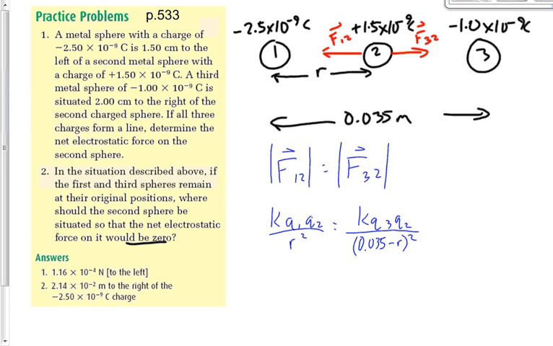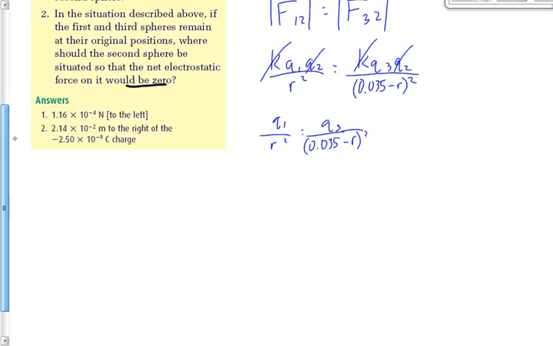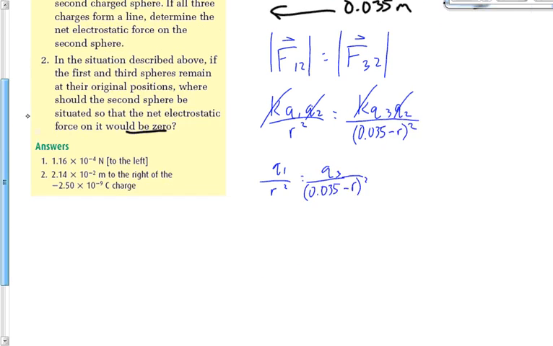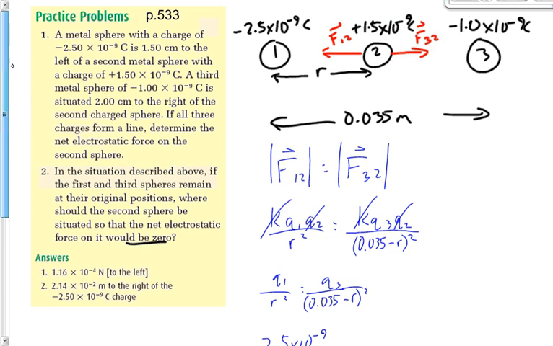Okay, we can simplify this a little bit. K appears in both terms, cancel it out. So does Q2 appear in both terms, cancel it out. So we're left now with Q1 over R squared equals Q3 over 0.035 minus R squared. This doesn't look like it's going to be pretty. Q1 is 2.5 times 10 to the negative 9. Remember, we're dropping the sign of the charge as we always do when we plug it into an equation. Q3 was 1.0 times 10 to the minus 9.